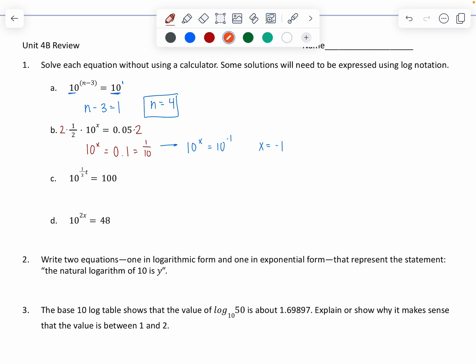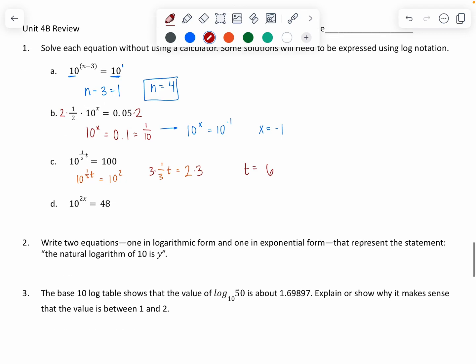On C, to make 100, that's 10 squared. So that means since they're the same base of 10, 1/3 t is equal to 2. And if you times that by 3, that means t has to be equal to 6.